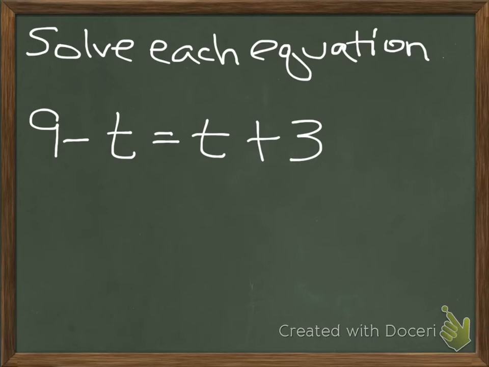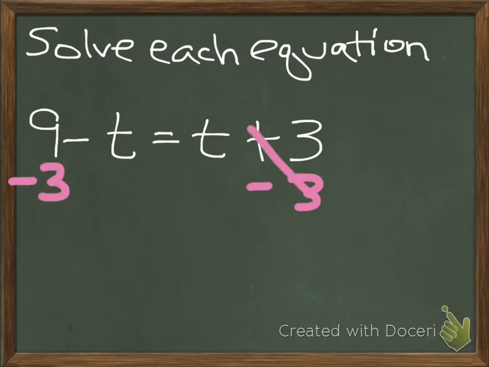Here we're solving the equation for t, but we have variables on both sides, so we need to combine the variables and the like terms first before we solve for t. So we need to bring the 9 and the 3 together, and we need to bring the negative t and the t together. So let's start by bringing the numbers together.